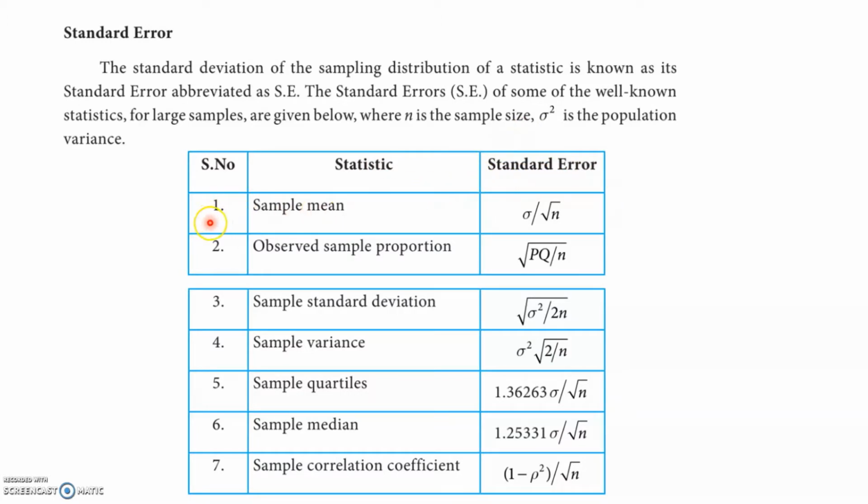For example, for the sample mean, the standard error is sigma by root n. And if it's observed sample proportion, which means you have dependent variables p and q, if p occurs, q will not occur, then such a proportion's standard error can be given by square root of pq by n. And similarly, you have a whole list of standard errors. So we will study more in detail as you go into each of these topics.